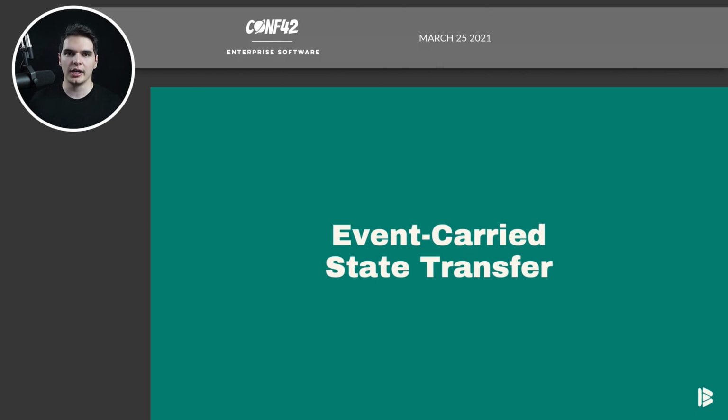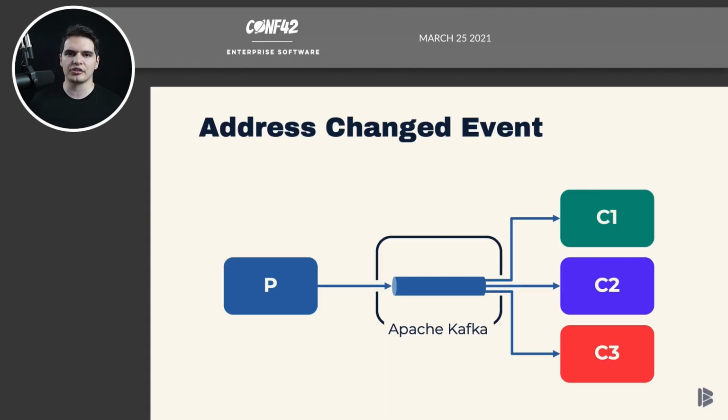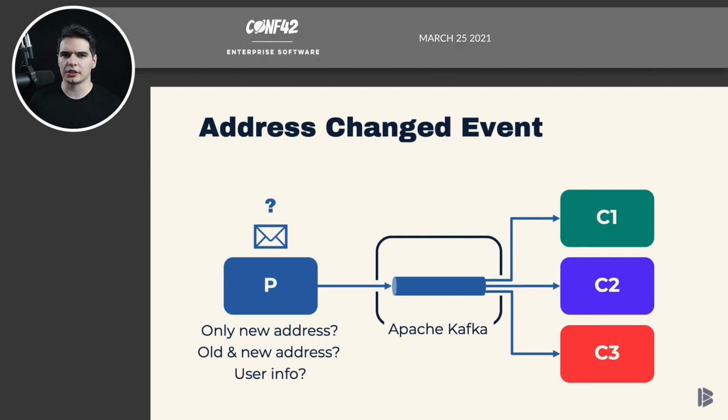Event-carried state transfer is all about the changes that occur in the current state. Let's take, for example, the address changed event. A user changes his or her address through a user interface. This is a change in the state. Now, our producer needs to send the address changed event to the event stream. But how much information should that event contain? It should contain only the new address, the old one, and the new one. What about the user information?